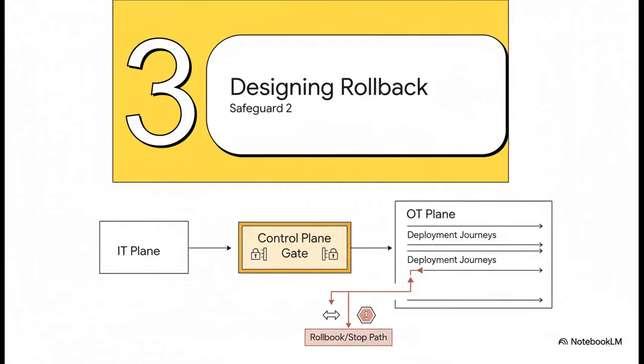Okay, let's move on to our second huge safeguard. And this one kind of flips the usual way of thinking on its head. So many people treat rollback as an afterthought. What do we do if it breaks? In OT, that's a recipe for disaster. Here, rollback has to be a primary design requirement. You have to design the fire escape before you even draw up the blueprints for the building.